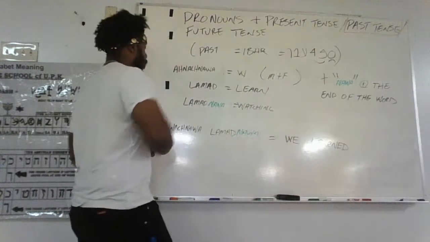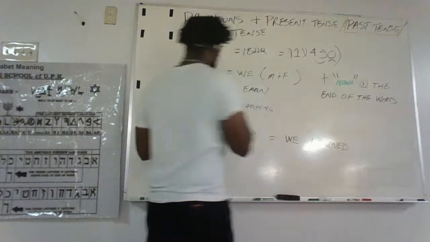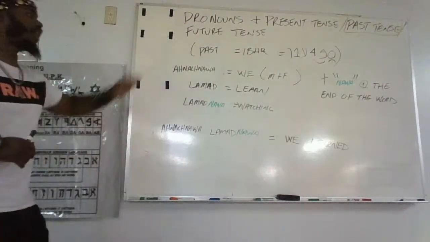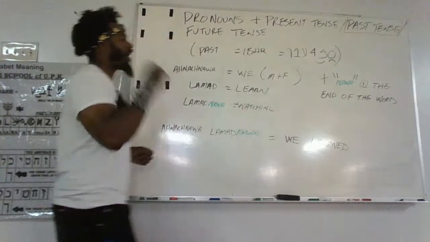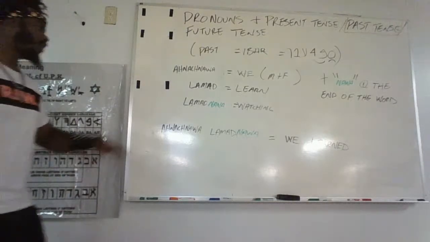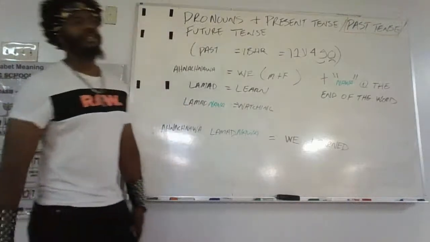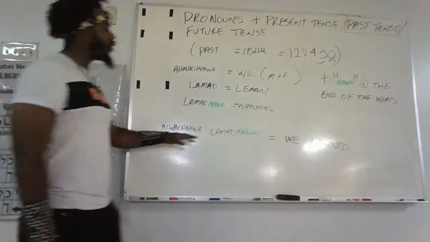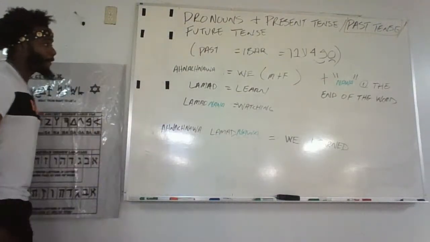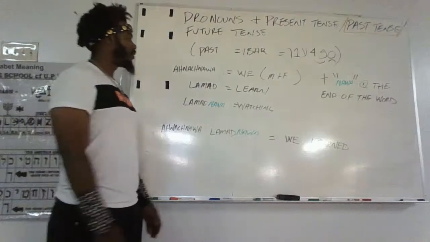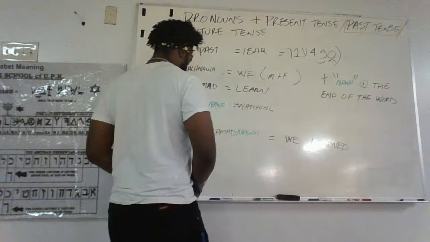So we're dealing with we, anaknoah. All right? So we're dealing with the past tense. You're going to add a noah at the end of the word. So anaknoah, lamadnoah. Kind of rhymes, don't it? Anaknoah, lamadnoah. We learn. We're going to move on.